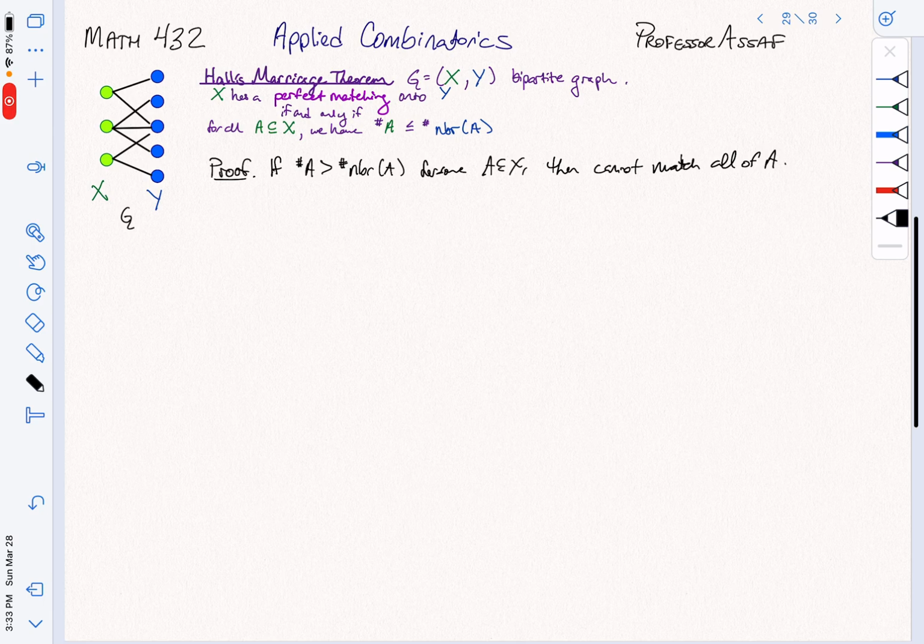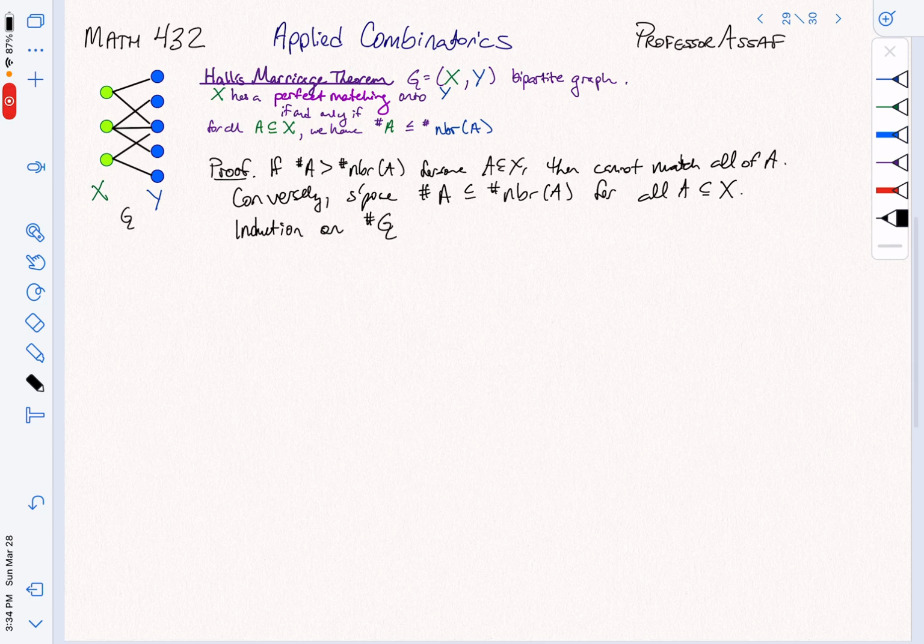The interesting part is that it's sufficient. So let's do the converse. Conversely, we're going to suppose that the number of elements of any subset A is less than or equal to the number of neighbors of A for all A subset of X. We're going to prove by induction. We're going to do induction on the size of X, or the size of the graph G, which is some value N.